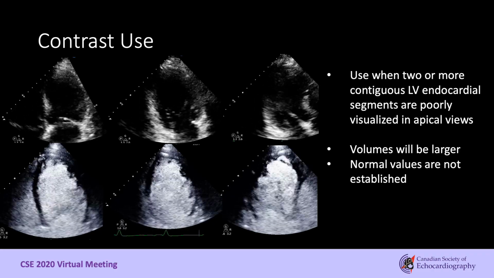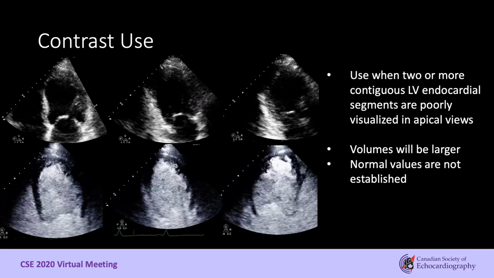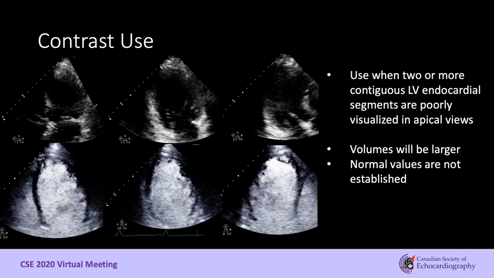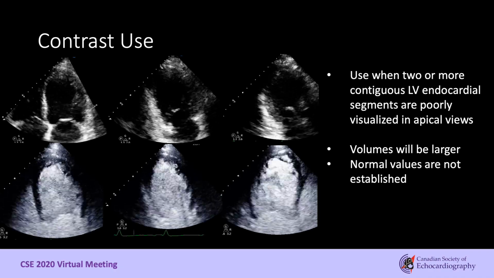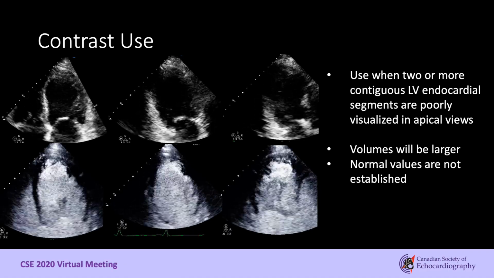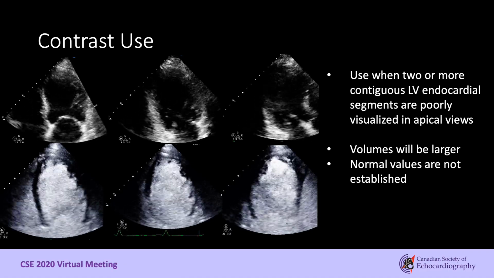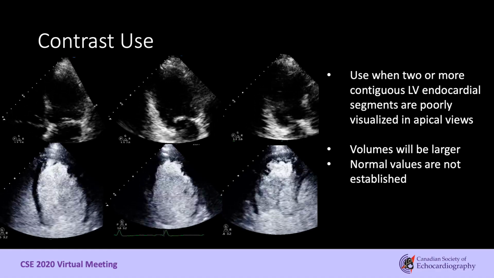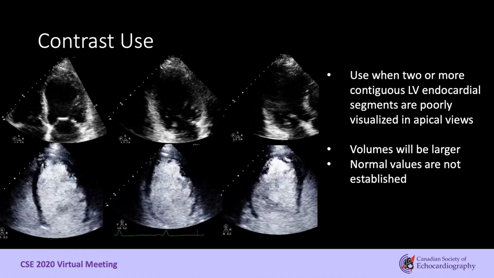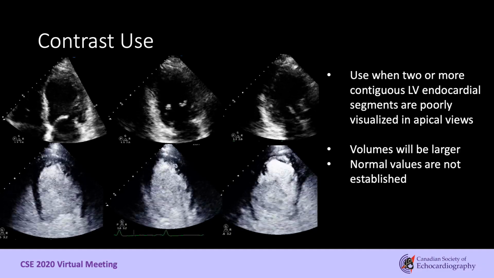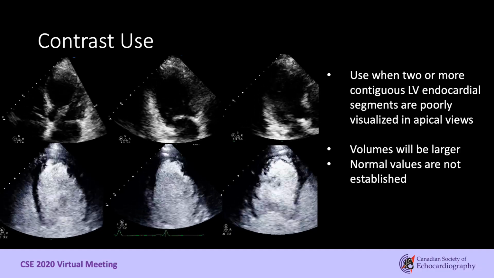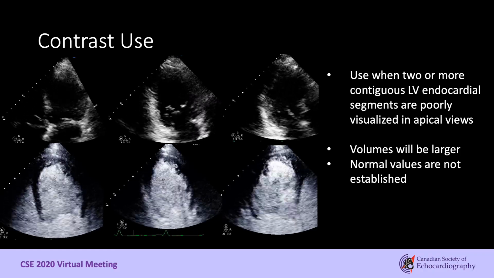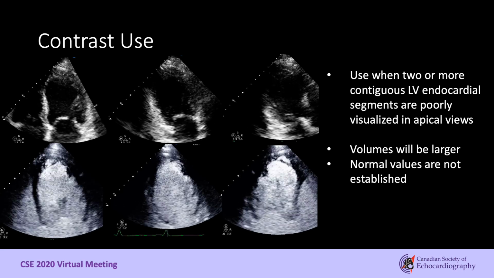Ultrasound contrast should be used when 2 contiguous LV endocardial segments are poorly visualized in the apical views. This allows you to better see the endocardial border and provides a way of measuring the LV volumes and ejection fraction. Because you can see that compacted, non-compacted border better, LV volumes tend to be larger when used with contrast. However, normal values have not been established yet, which makes it tricky to know what the values mean.